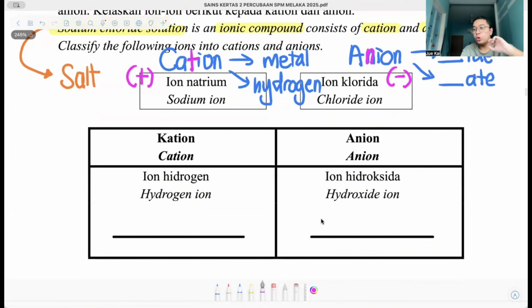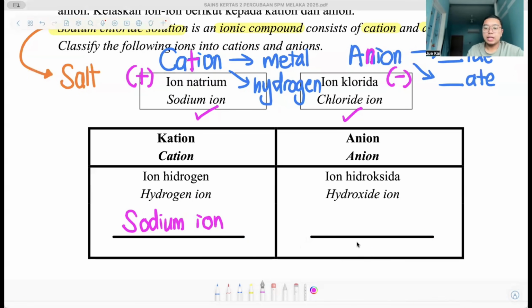So right now, let's see, it wants you to classify. Okay, guys, don't answer. Let Venice answer this question. So, what is the cation? Write down the answer. It wants you to classify these two things. So tell me, cation. Good job, Venice. Sodium ion. Then how about the anion? Good job, Venice. Chloride ion.